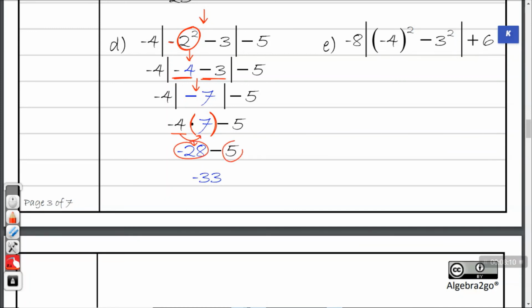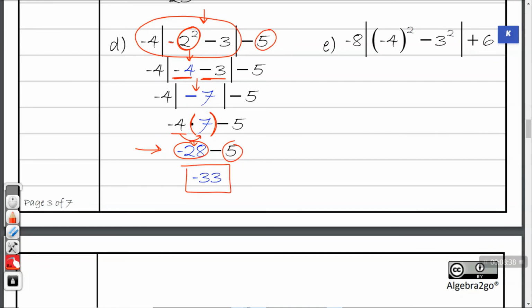Then I can combine these two terms, because if you look at the very beginning, thinking about circling terms, this is all one term here. This is a term here. Terms are parts of our expression separated by addition and subtraction, and we can't combine terms until each term is down to one number. And that's what we see at this last step down here, where we have negative 28 minus 5, which then gives us a final result of negative 33. All right, let's try it on our own. You go ahead and try E.